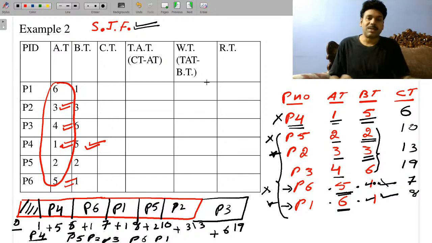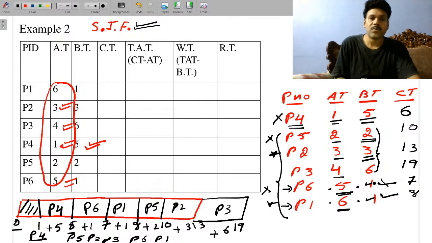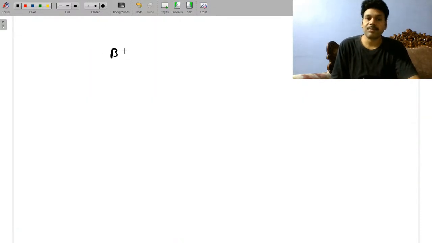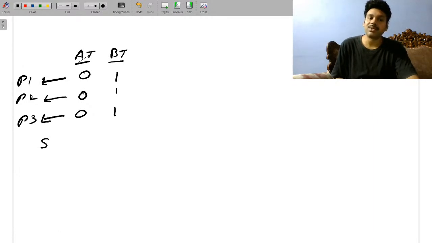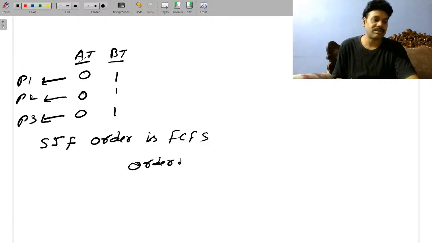Please understand, if burst times are the same, for example 1, 1, 1 for P1, P2, P3, and the arrival times are also the same, then we look at what order FCFS goes in. So in this case the SJF order is the FCFS order. Simple as that.